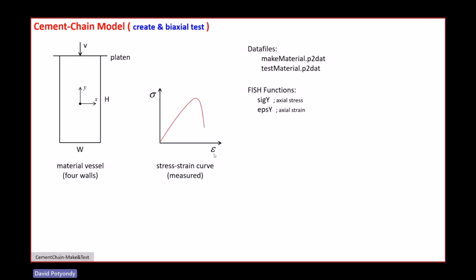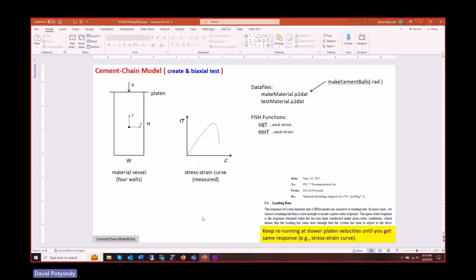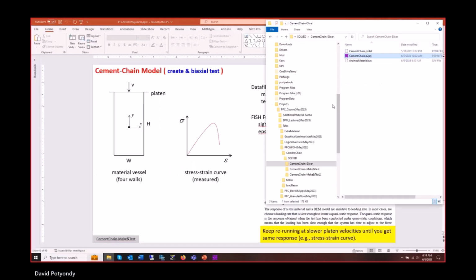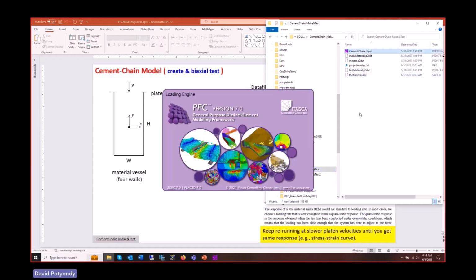To get the strain, we'll write a fish function epsilon y. The way we get the strain is we look at the displacement of this platen, let's call it delta, and divide it by h. That's going to be the strain. Then we can make a history where we plot this fish variable sigma y versus the other fish variable epsilon y. And that's where we got yesterday. Let's just see what that is. So then we go into cement chain make and test. That was the one from yesterday.